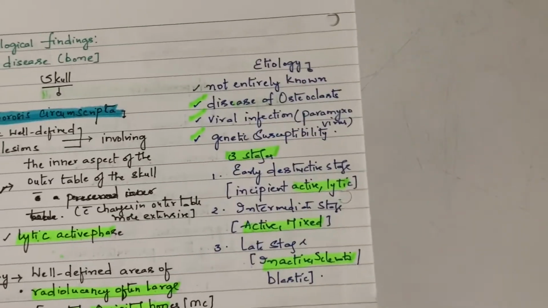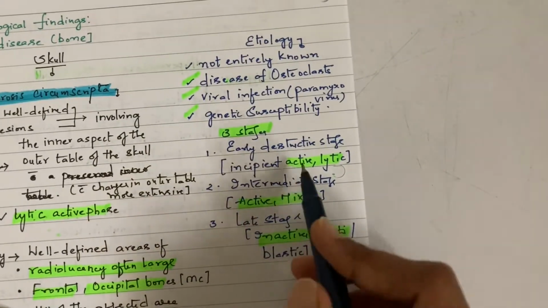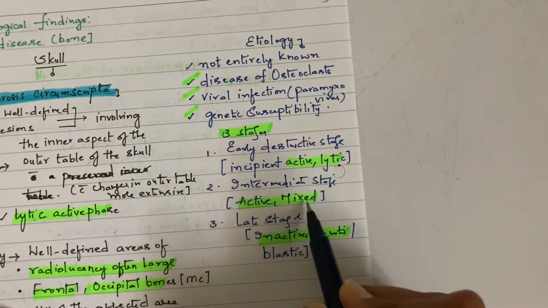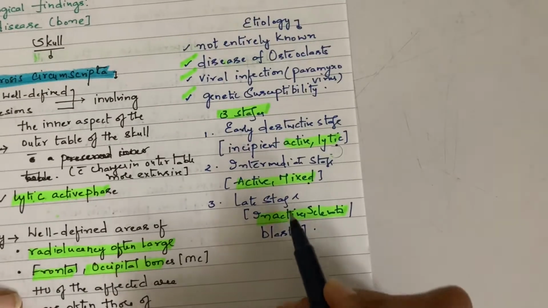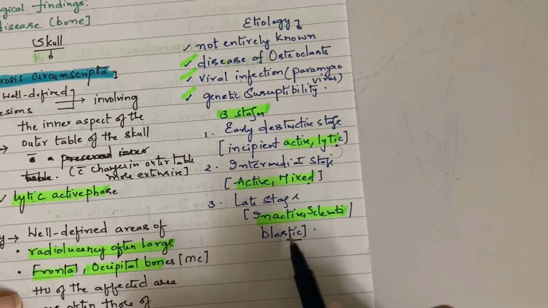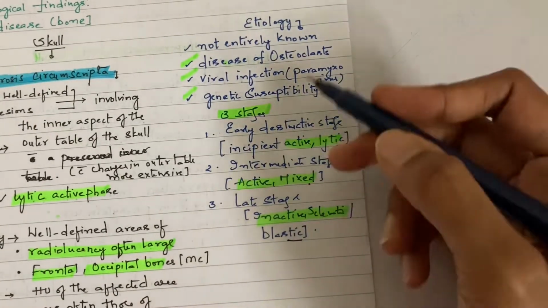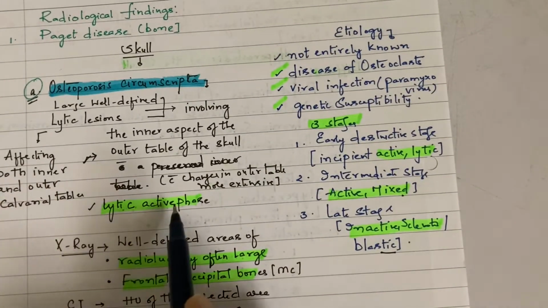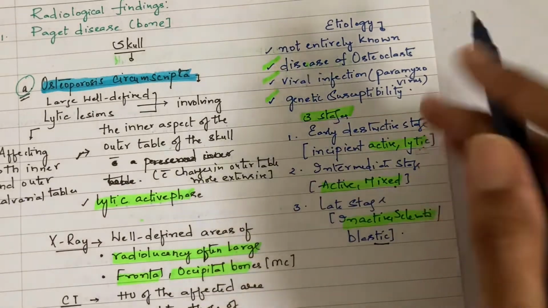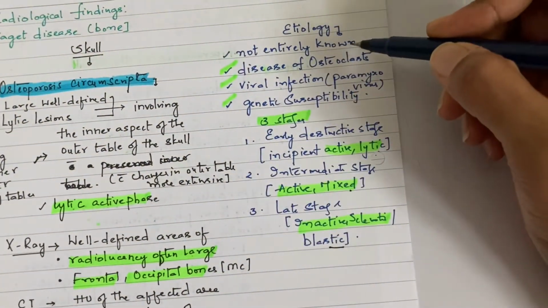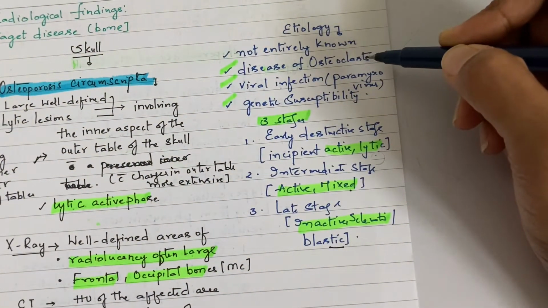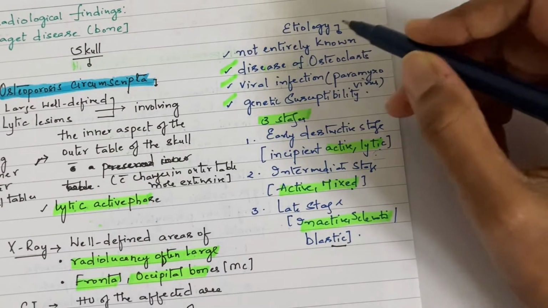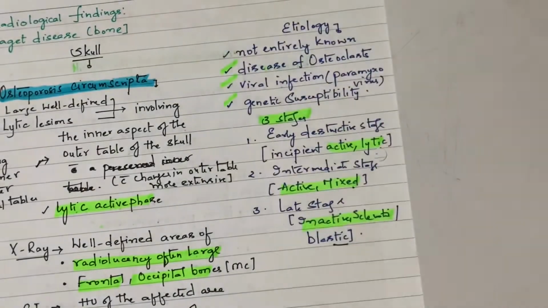Just coming to it, there are 3 stages of Paget's disease. One is the active lytic stage, the early destructive stage. Another is the mixed intermediate stage. Then the inactive sclerotic, blastic, late stage. There are 3. So osteoporosis circumscripta occurs in the lytic active phase. Coming to etiology of Paget's disease, this is a disease of osteoclasts. It can be due to viral infection, paramyxovirus, or genetic susceptibility. Its etiology is not entirely known.